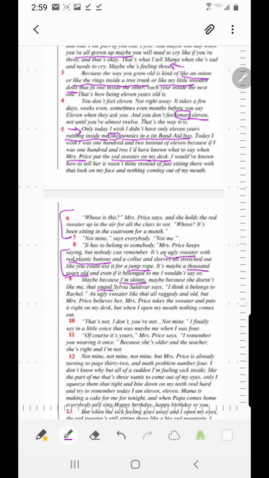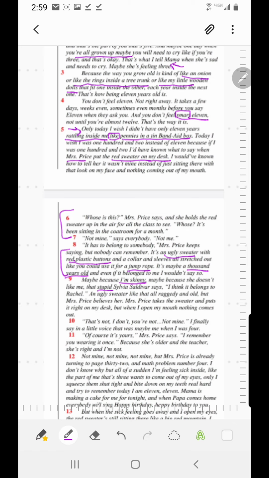And Sylvia says, "I think it belongs to Rachel. An ugly sweater like that, all raggedy and old." But Miss Price believes her. Miss Price takes the sweater and puts it right on my desk. But when I open my mouth, nothing comes out. So again, she's using words like ugly, raggedy, old to describe this sweater. And then she says, "But Miss Price believes her." Right? So there's a little bit of a victim mentality that Rachel has. Again, it seems like she's playing the victim here.